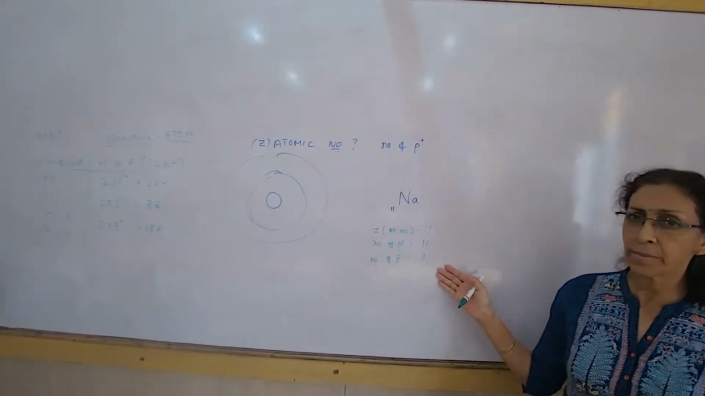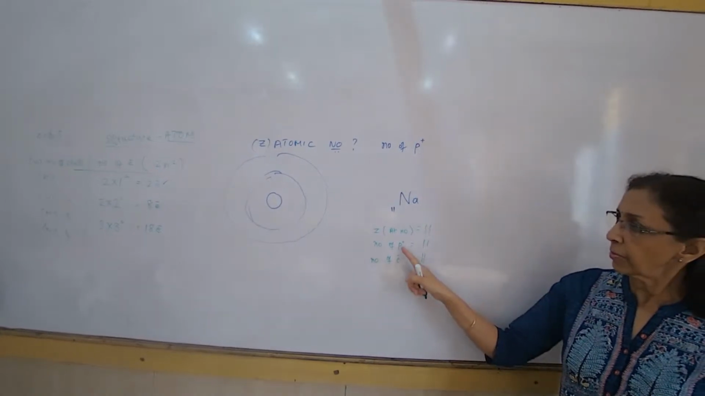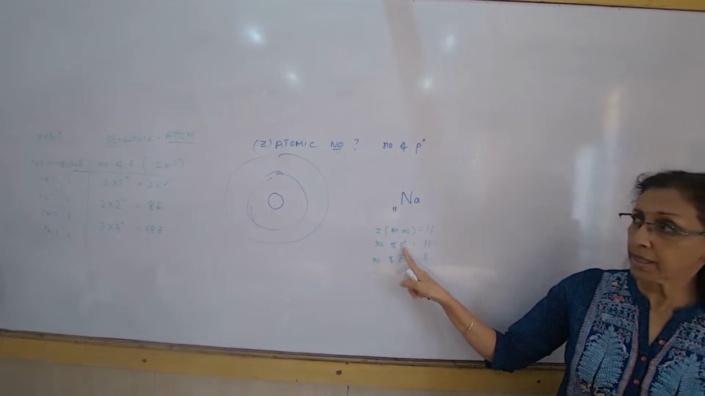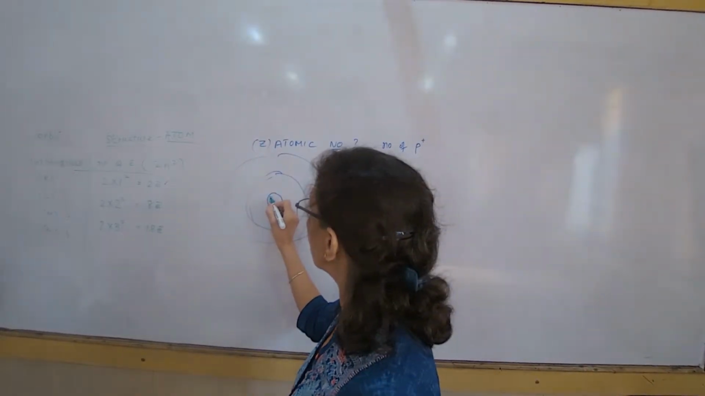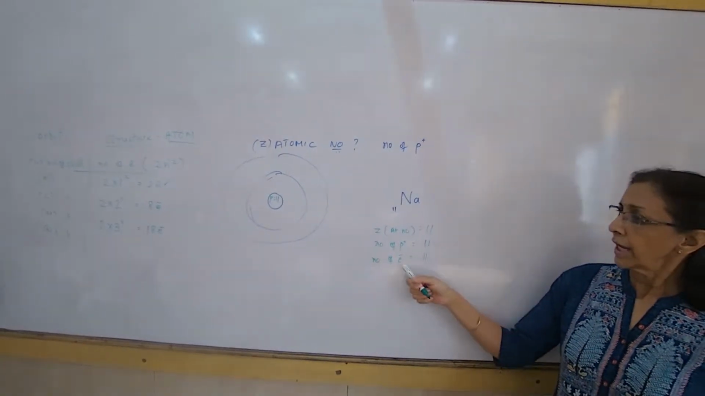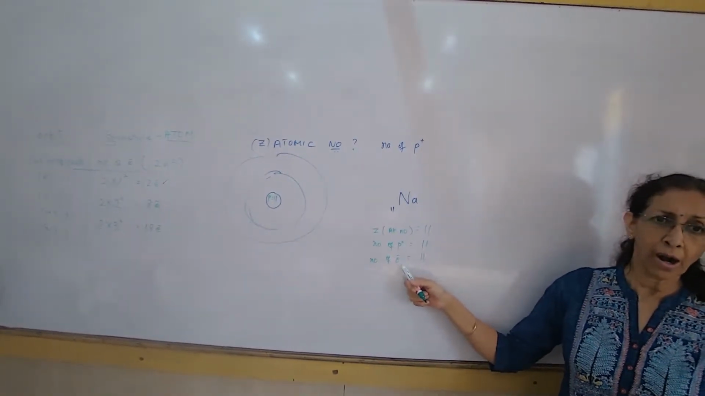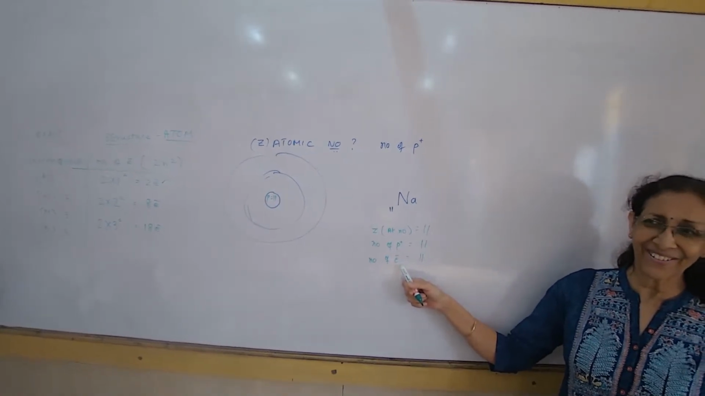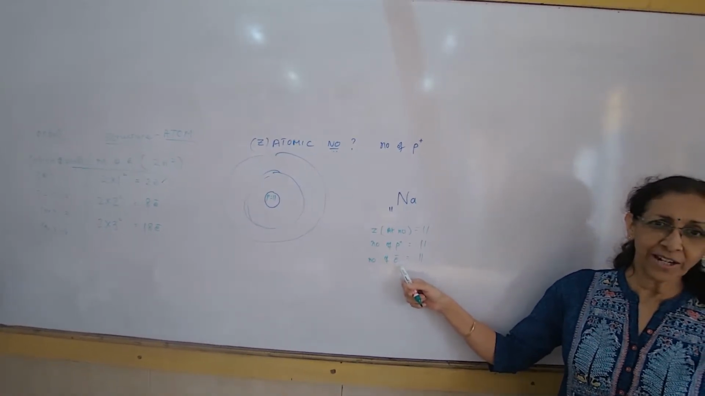Now I have all the information. Can I fill up the protons? Yes. Where are the protons? Inside the nucleus. So protons is equal to 11. Okay? Now electrons, and we need one more of that shell. That is why I did not draw. Good. Good that you have recognized.